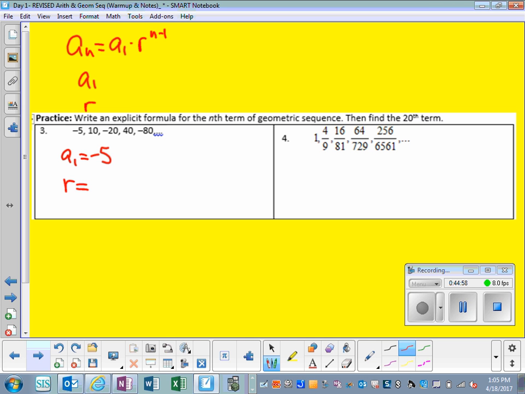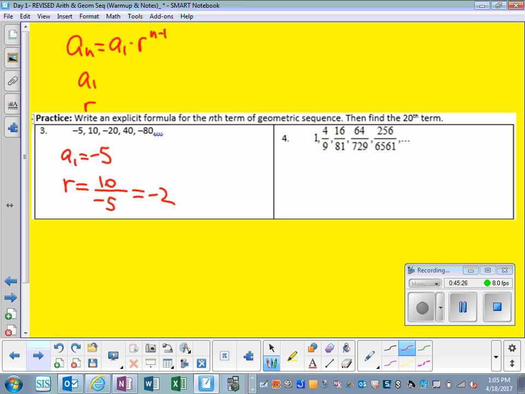But to actually get the formula for r, I need to divide. So for example, 10 divided by negative 5. Choose any two consecutive terms, could be negative 5 and 10, could be negative 20 and 40, whatever, just two terms that are next to each other. Divide the later by the earlier. So negative 2. Once I know my a1 and r, I'm pretty much done.